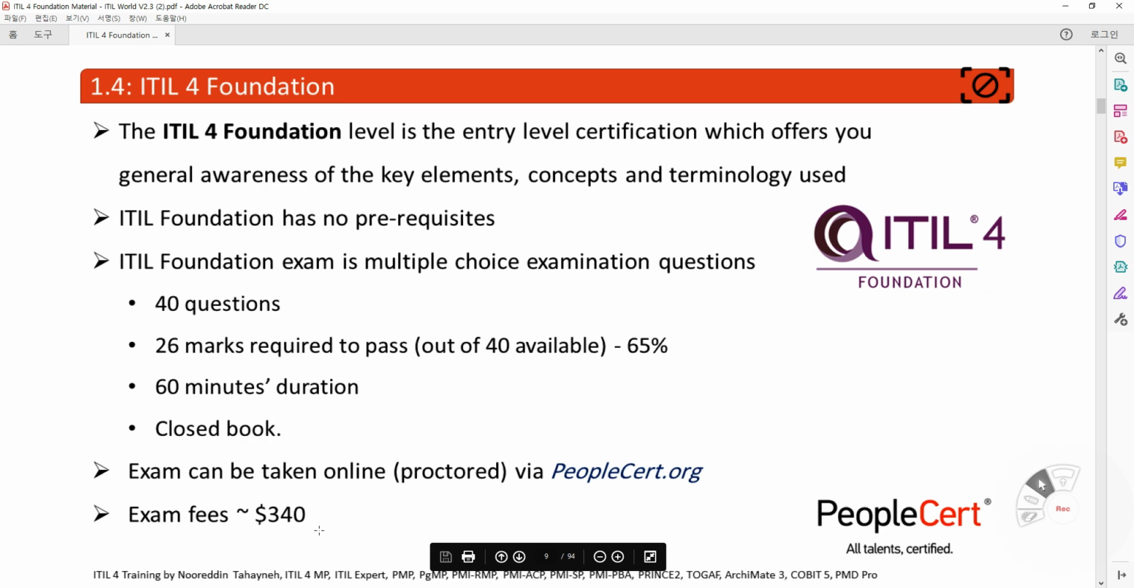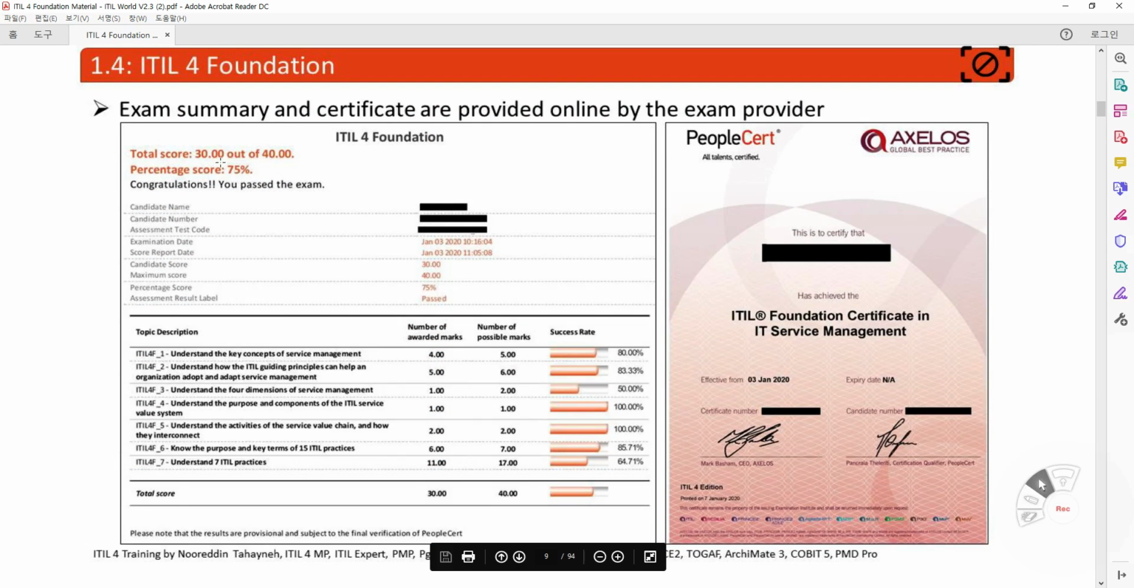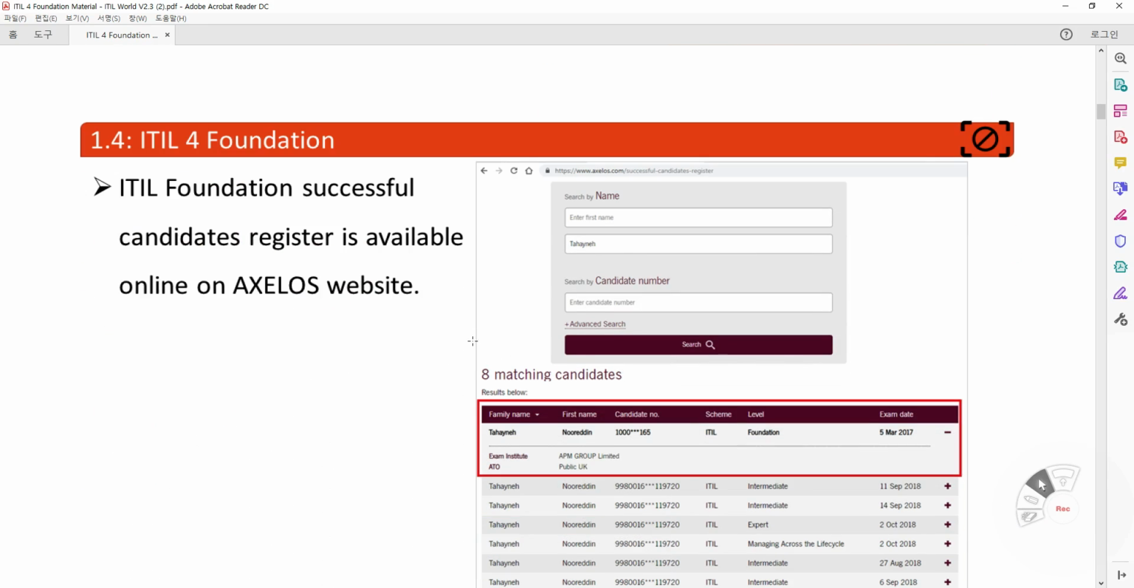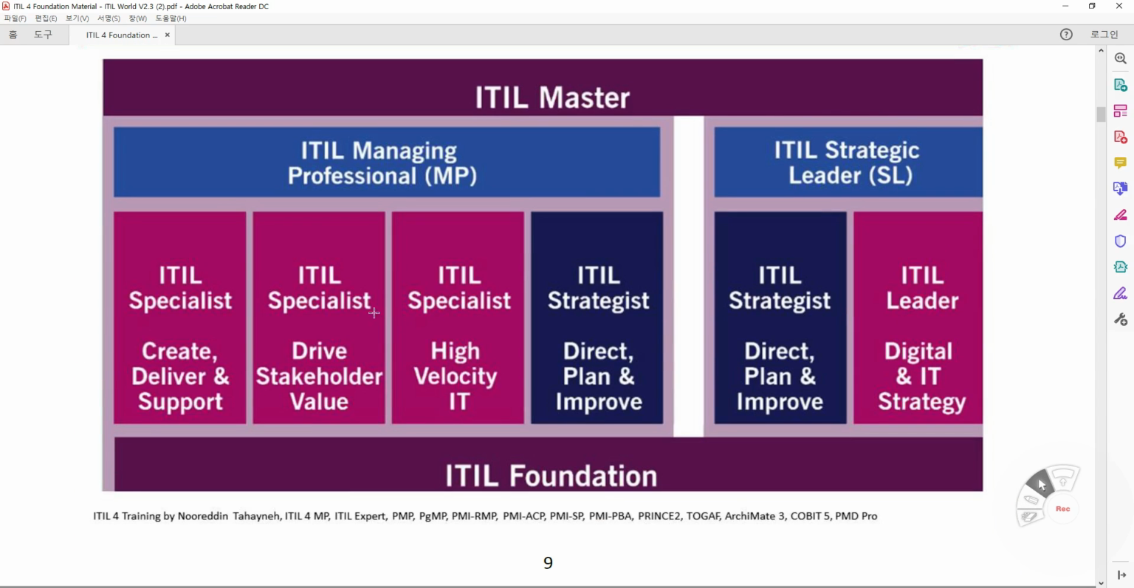Exam fees: $340. Exam summary and certificate are provided only by the exam provider. The list of successful ITIL Foundation candidates is available online on the Axelos website. ITIL Master, Managing Professional, ITIL Specialist: create, deliver, and support, drive stakeholder value; Strategist, strategic leader; ITIL Foundation.